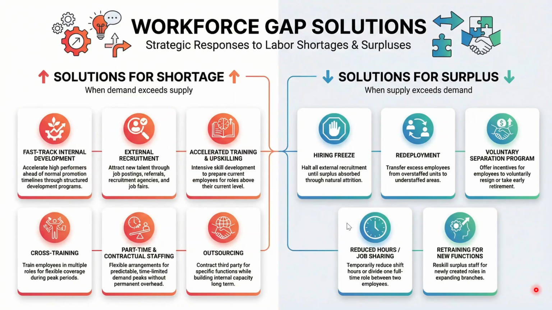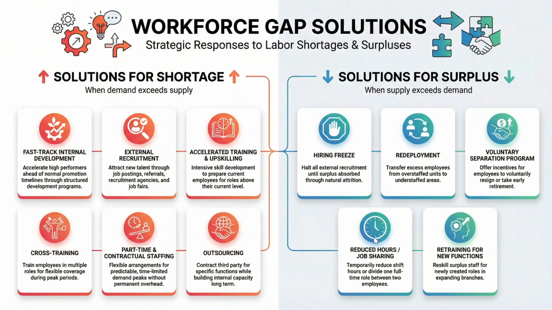Fast track internal development. Ibig sabihin, you accelerate, i-promote mo yung mga high performers. Okay? Through structured development. Okay? I-train mo sila. Tulungan mo, i-mentor mo sila para maging ready sila sa tina-target mo na position kung saan sila ipo-promote. Okay? And pinaka-common na sagot dito, external recruitment. Attract new talent through job posting, referrals, recruitment agencies, job fairs. Ito yung fastest way to fill gaps when kulang tayo internally.